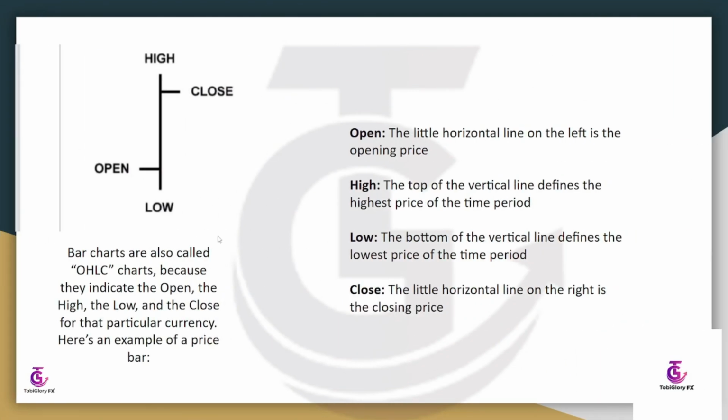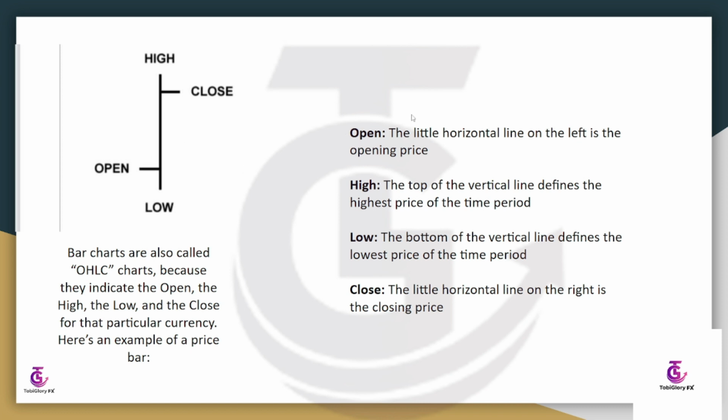High, close, open and low. Bar charts are also called OHLC charts, because they indicate the open, the high, the low and the close for the particular currency. Here is an example.